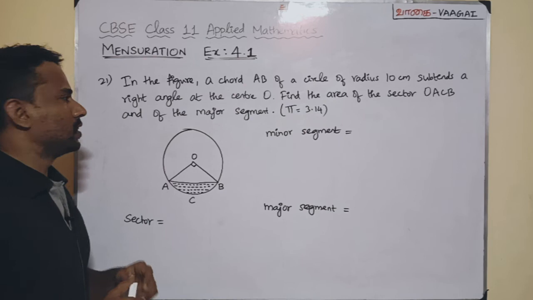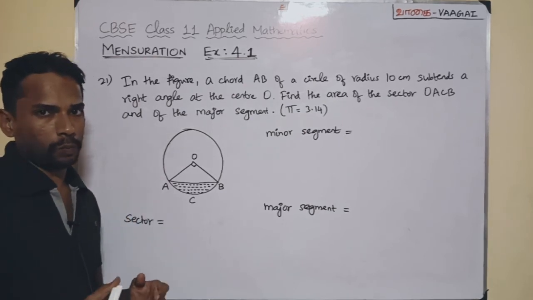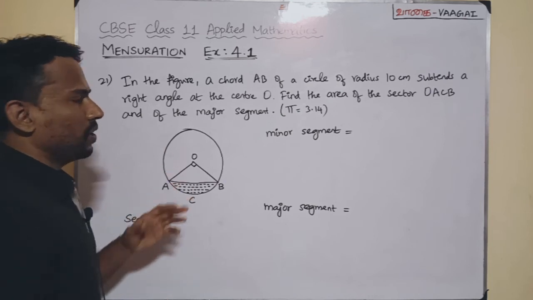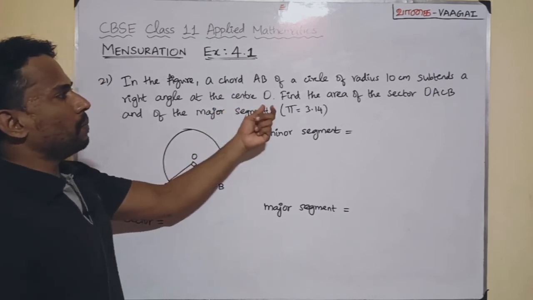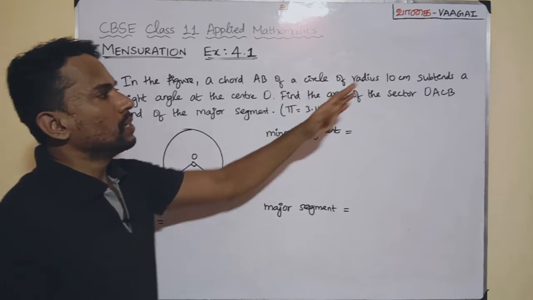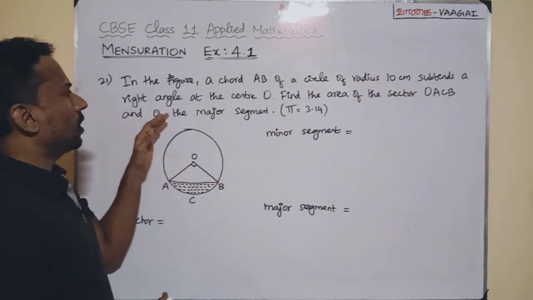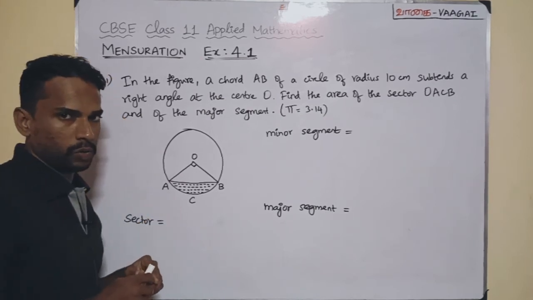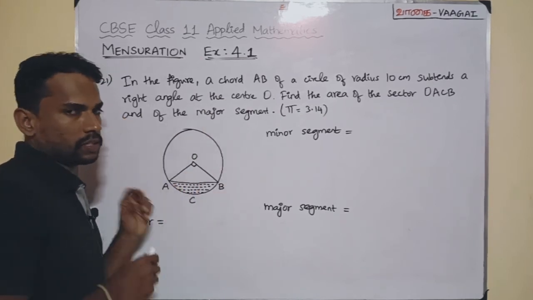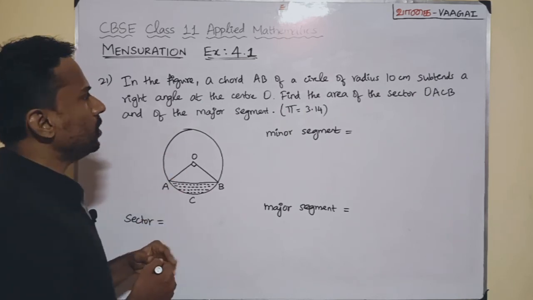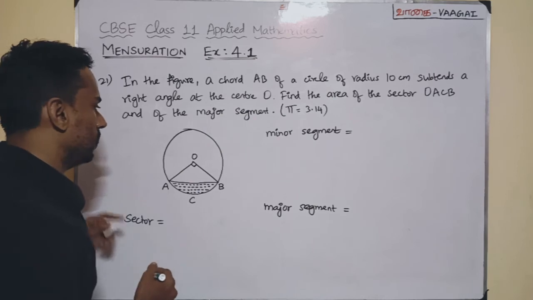Now we are with question number 21, the last problem of this exercise. So here the question is, in the figure, a chord AB of a circle of radius 10 centimeter subtends a right angle at the center O. So that means there is a circle, and whose radius is going to be what? Radius is going to be 10 centimeter. That is also given there in the question.